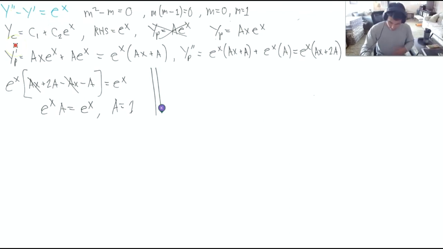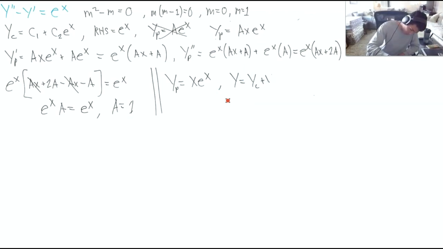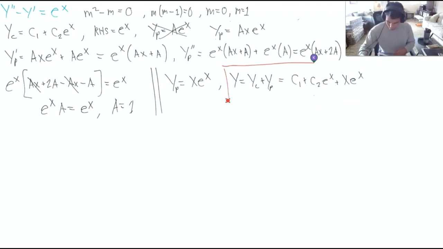So then you can say that y p is actually going to be, so a is equal to 1, so we're going to insert 1 here. It's x e to the x. Okay, with that said, then we can see that y is equal to yc plus yp, which is equal to c1 plus c2 e to the x plus x e to the x. So we want the same answer when we use variation of parameters.